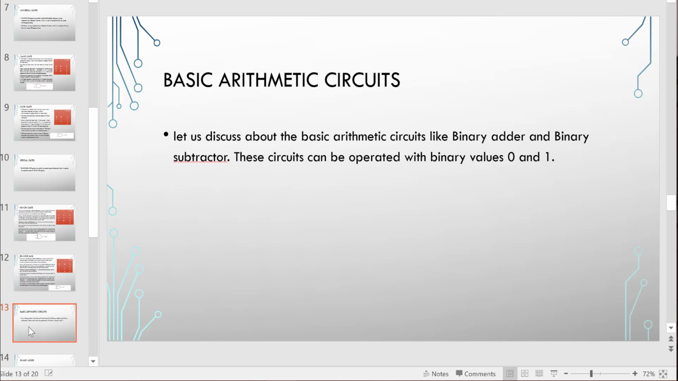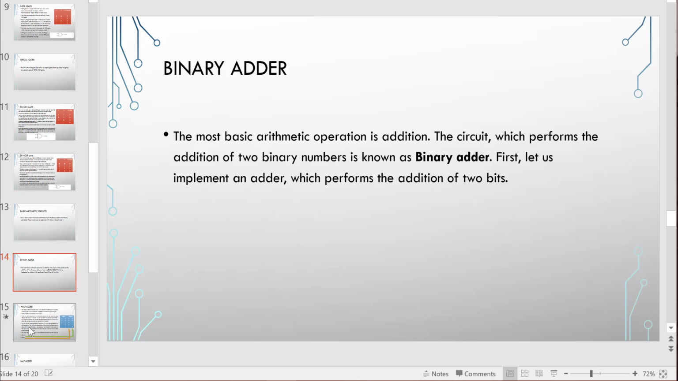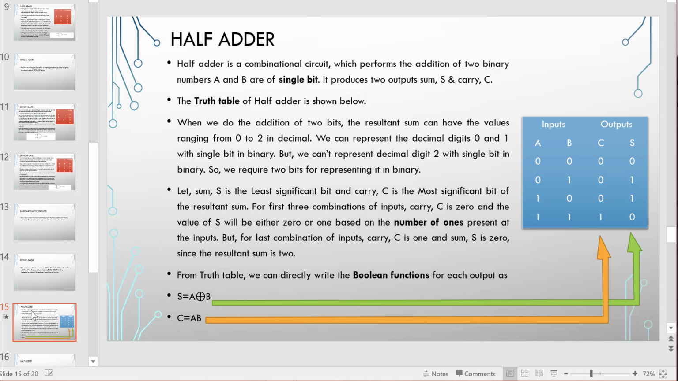Now let's discuss basic arithmetic circuits, which include the binary adder. What is a binary adder? The circuit which performs the addition of two binary numbers is known as a binary adder. First, let us implement an adder which performs the addition of 2 bits, right? An adder which performs the addition of 2 bits is known as a half adder.